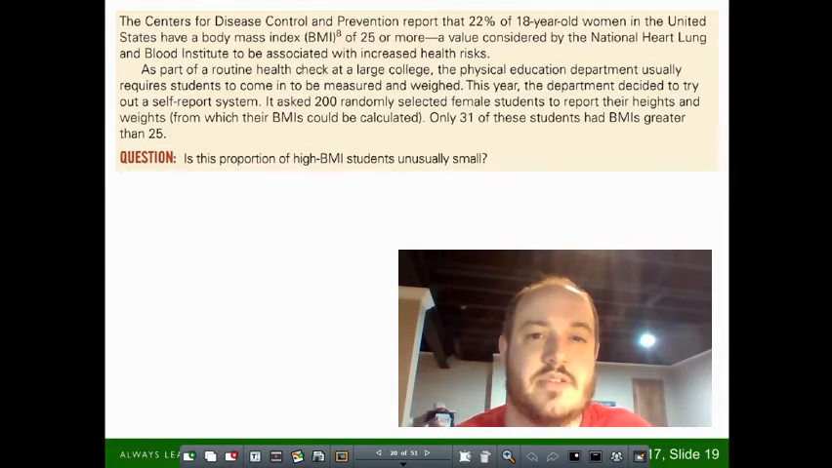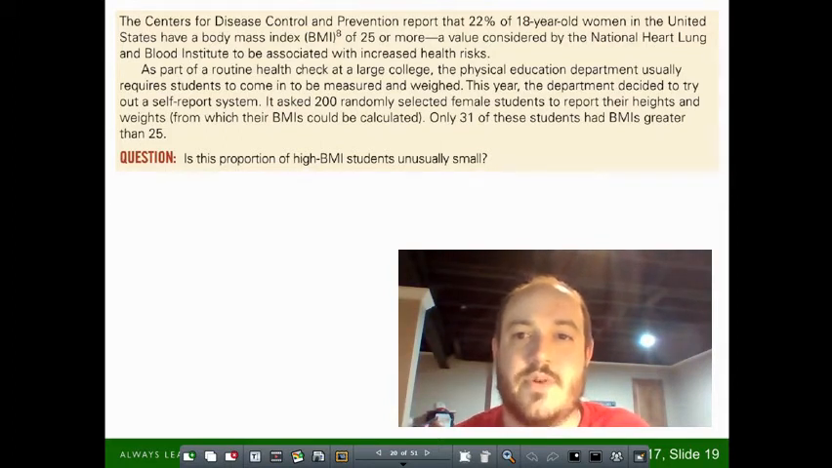As part of a routine health check at a large college, the physical ed department usually requires students to come in and be measured and weighed. This year, the department decided to try out a self report system. It asked 200 randomly selected female students to report their heights and weights from which their BMI can be calculated, and only 31 of these students had BMIs greater than 25.